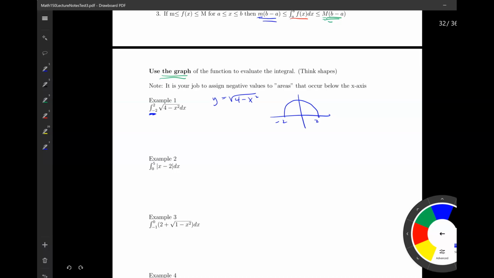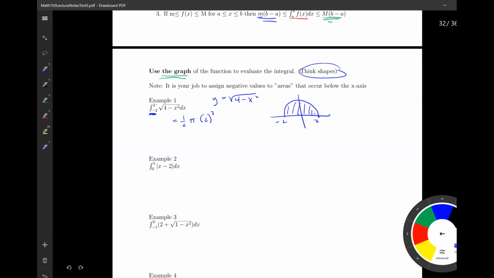This is saying find the area under the curve between -2 and 2. So it's talking about this area here. So think shapes. This looks like a half of a circle. So 1/2 pi, radius would be 2 squared.